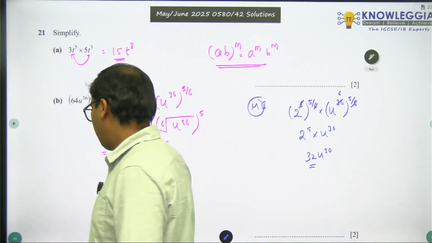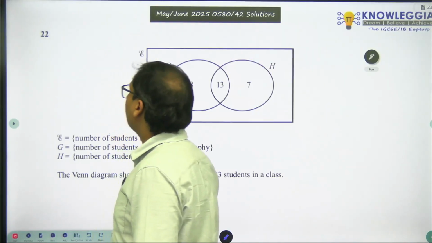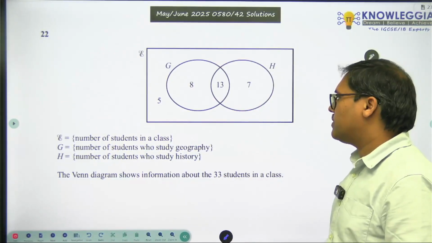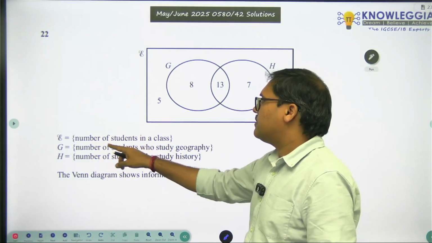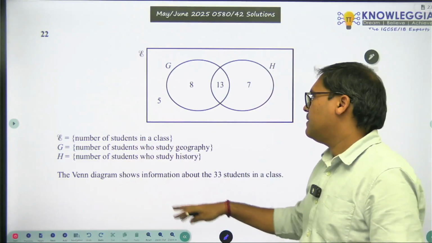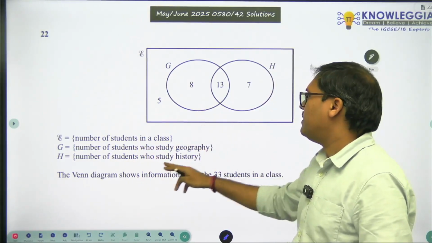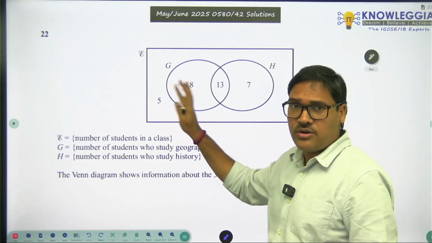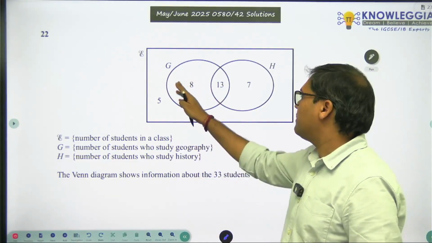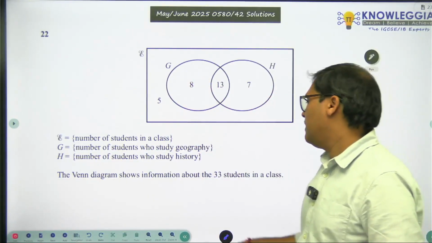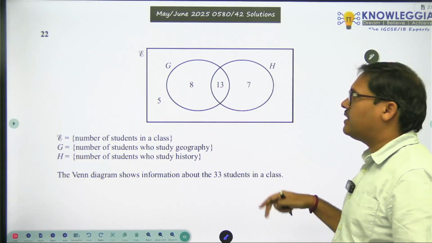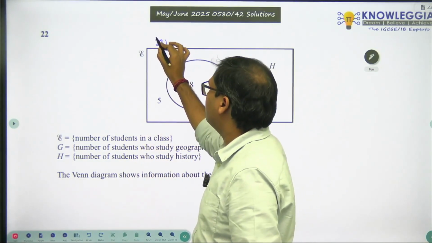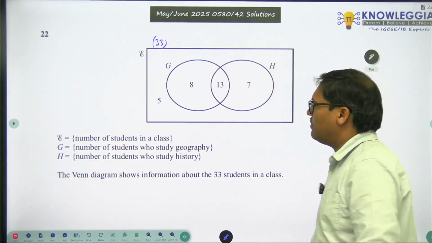Okay, now let's move to the next question. Here we have the question on a Venn diagram. The diagram is shown to you. This is the universal set of the number of students in the class, the number of students who study geography and who study history, and there are some students who are not studying geography or history. This is the total information of 33 students.